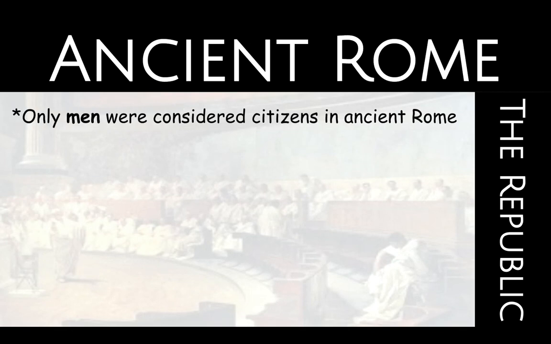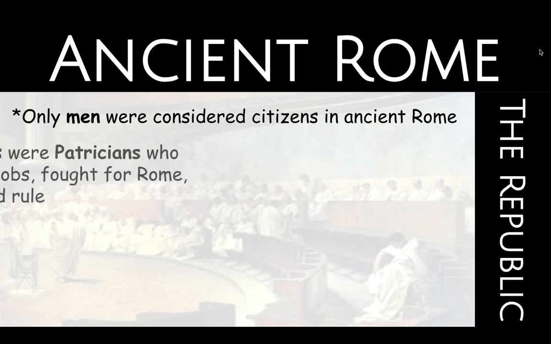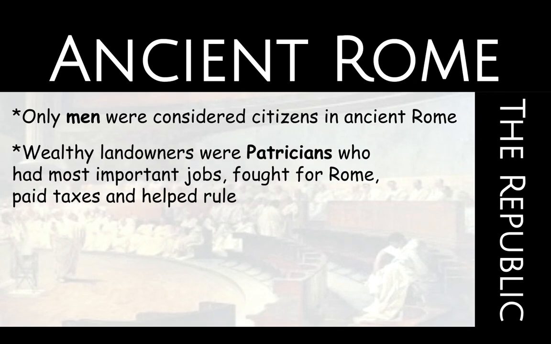Now, if we're looking at who were citizens in ancient Rome, and now we're on page 23 in your workbook, we're talking about only free men. Only free men who were part of the Republic were considered citizens. And we just said that it's the wealthy landowners, the patricians, who held the most important jobs. They are the ones who fought for Rome. They are the ones who paid the taxes, and they are the ones who helped rule the Roman Republic.